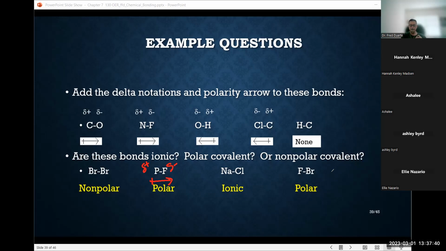And then finally, the second one, you have fluoride and bromide, two different elements, automatically it's polar. If I need to draw the arrow, because fluoride is the most electronegative element, it's going in the direction of fluoride, giving you a partial negative on the fluoride and a partial positive on the bromide.